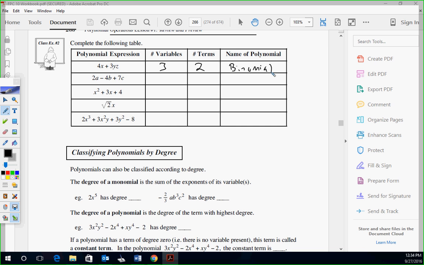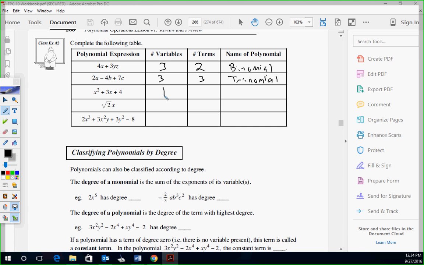Jump back to Travis for the second one. There are 3 variables. Okay, a, b, and c. Good. 2 terms. Good. Perfect. So Aiden, how about the third one? There's just x. One variable, good.